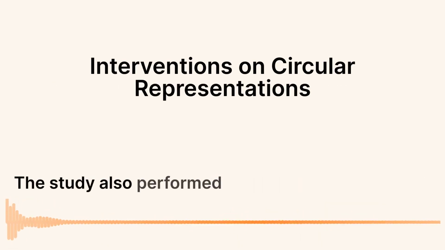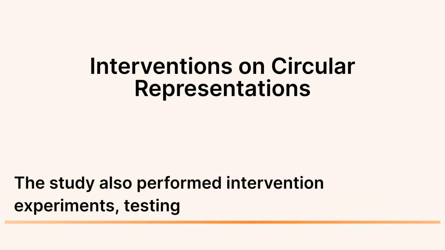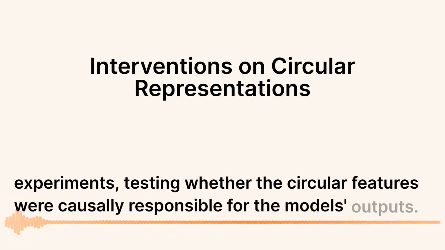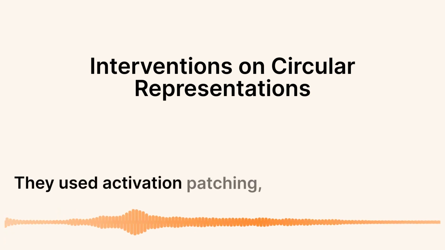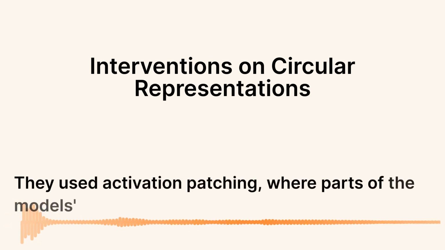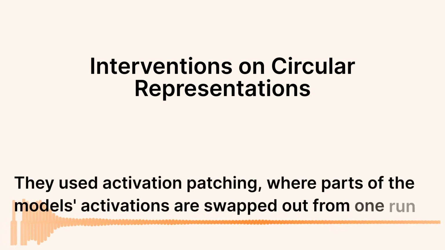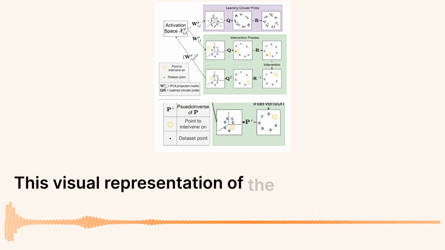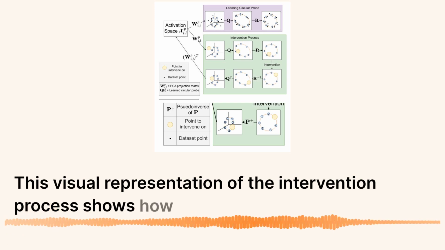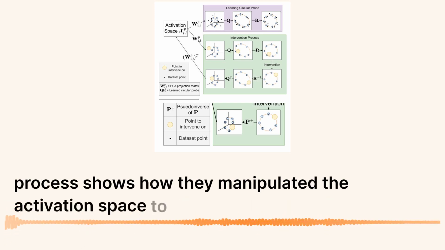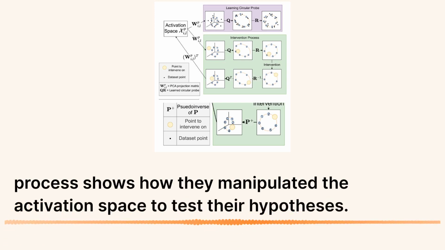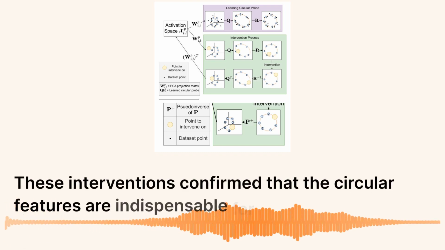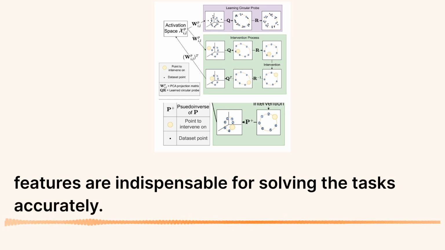The study also performed intervention experiments, testing whether the circular features were causally responsible for the model's outputs. They used activation patching, where parts of the model's activations are swapped out from one run to another to test the impact. This visual representation of the intervention process shows how they manipulated the activation space to test their hypotheses. These interventions confirmed that the circular features are indispensable for solving the tasks accurately.